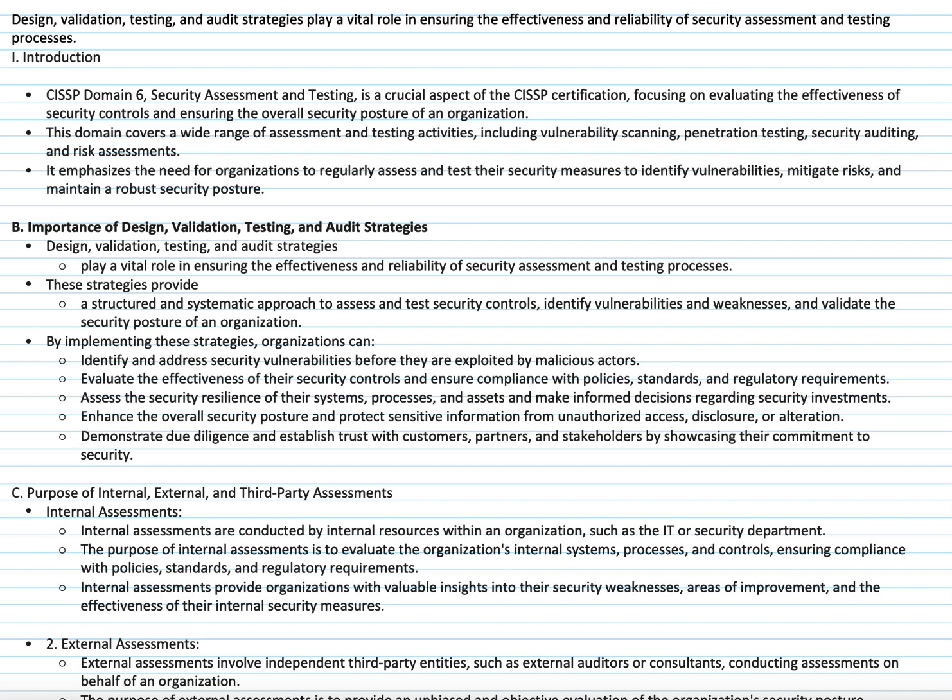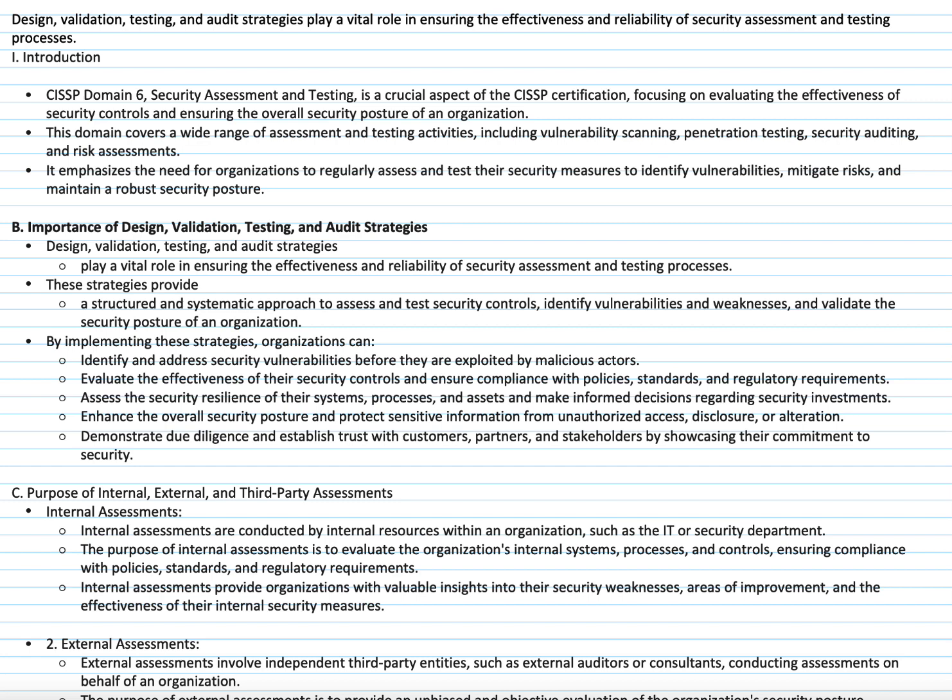So as we get started in this, we're going to talk about the audit strategies as it relates to validation, testing, and audit, and how it's important for you to complete a security assessment. Now, one thing you've got to understand, this is out of Domain 6, the security assessment and testing aspects, and it's a crucial part of the overall CISSP certification because it really helps you understand the effectiveness of security controls while understanding if your overall security posture fits your organization.